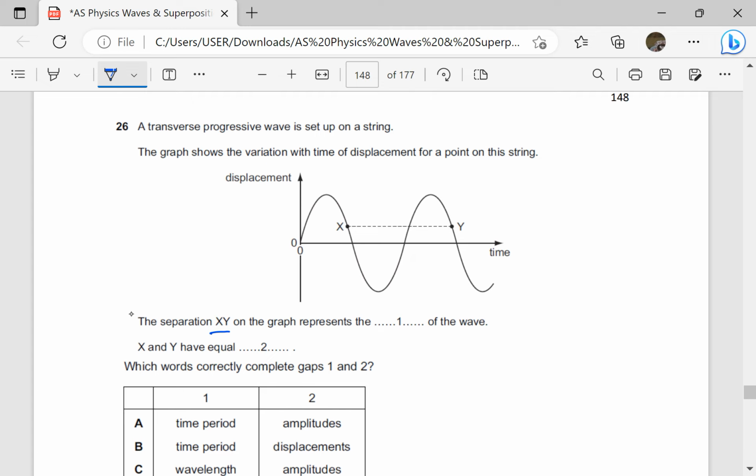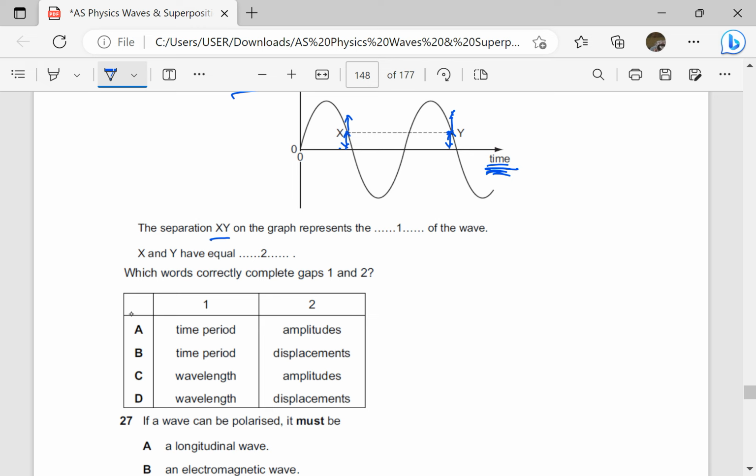First of all, you see that they have the same displacement from the equilibrium, and this is time. So these are particles which have reached the same point in their cycle, and they are both vibrating vertically upwards. So they're in phase. So the distance between X and Y must be representing period, because this is displacement against time.